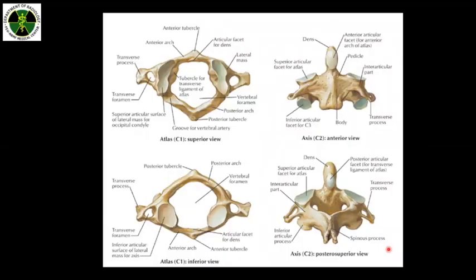These are the C1 and C2 vertebrae. As you can see, they are not the conventional looking cervical vertebrae because C1 does not have a body and has this big foramen, while C2 has this dens or odontoid process.